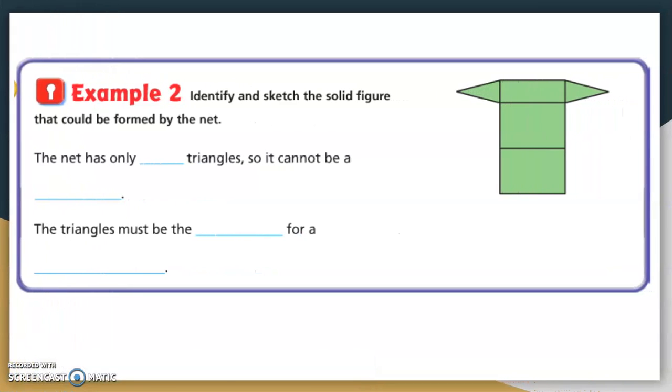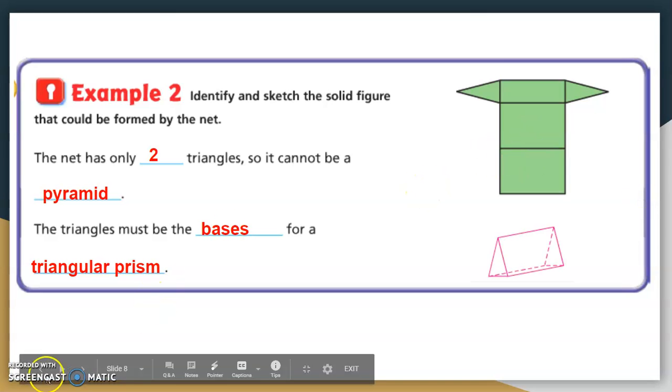All right, example 2. We're going to identify and sketch the solid figure that can be formed by the net. So if we look at this, notice it only has 2 triangles. So because it only has 2 triangles, it cannot be a pyramid, because a pyramid will have at least 3 triangles. So it can't be a pyramid. The triangles must be the bases for the triangular prism.